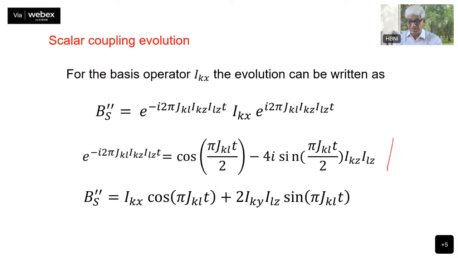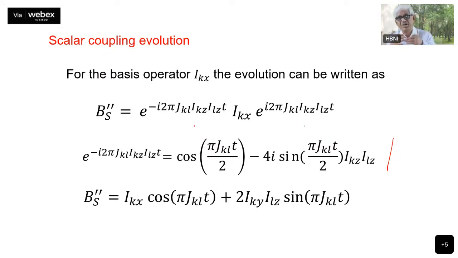And this one actually will give me the B_s double prime. A lot of algebra is skipped here, in the sense that I put this formula here and also here. Putting these two formulas, finally what I will get here is B_s double prime equal to I_kx cosine(pi J_kl t) plus 2 I_ky I_lz sine(pi J_kl t). If I want to draw out this algebra, that itself will go to 1 hour, so we don't need to do that.